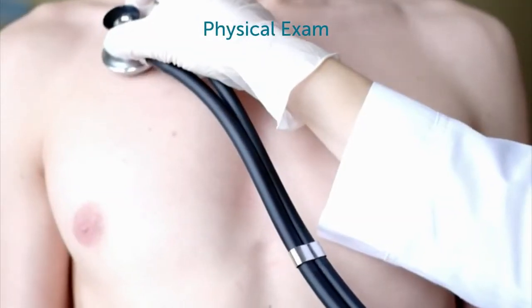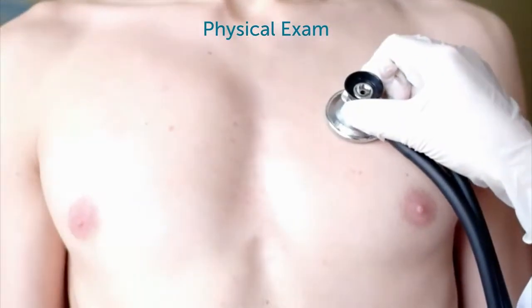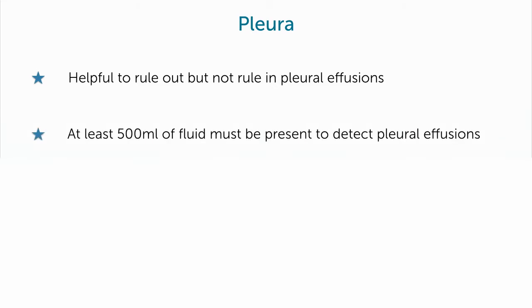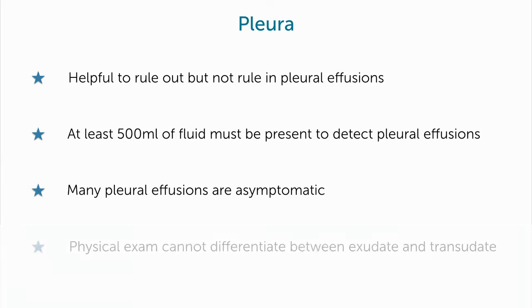And what is the role of the physical exam and the patient history in the diagnosis of pleural effusions? Well, here are some facts. The physical exam is helpful to rule out, but not to rule in pleural effusions. You need at least 500 milliliters of fluid so you can actually detect the pleural effusion on auscultation and the other means of physical exam. Many patients with pleural effusions are actually asymptomatic, and a physical exam cannot differentiate between an exudate and a transudate.